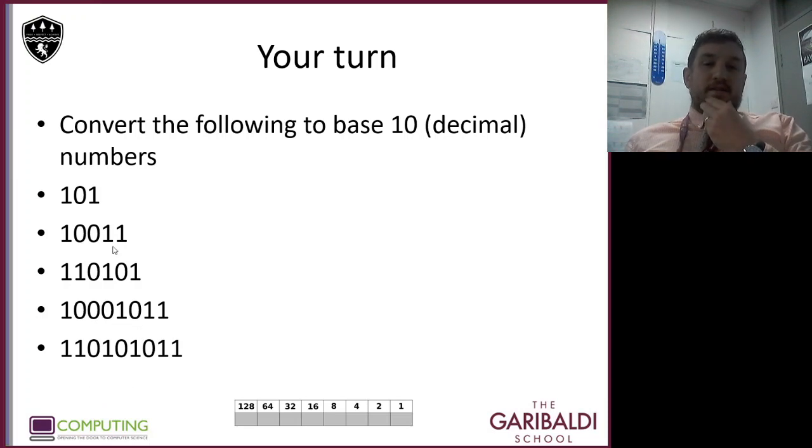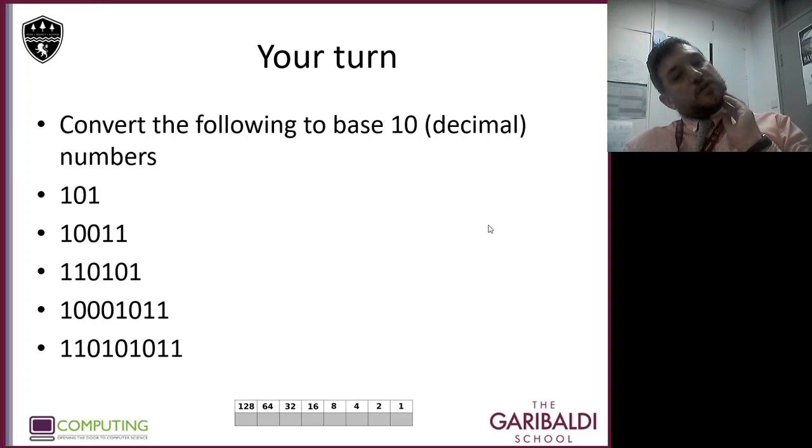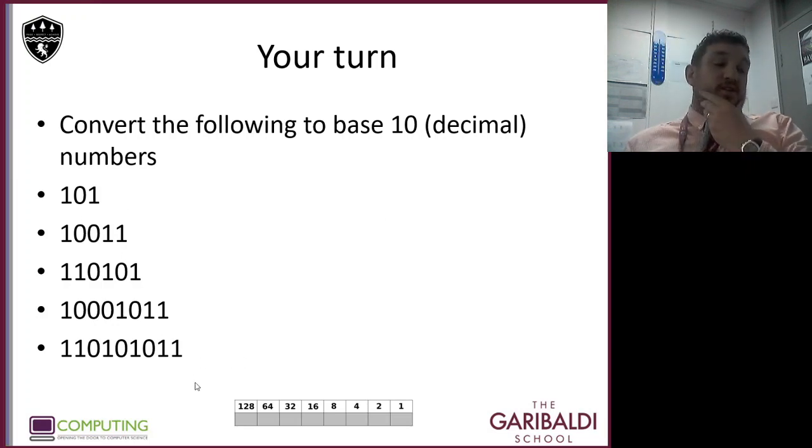Now when you've written out your columns like this, you're going to write this first one in. Always start off with the 1 in the rightmost column. So for this first one, when you write 101, we'll go 1, 0, 1, because the rightmost 1 always goes in the 1 column. So what I want you to do now is pause the video and have a go at answering each of these. When you've finished, I'll go through the answers with you.